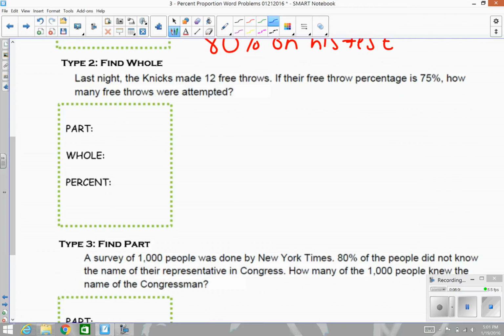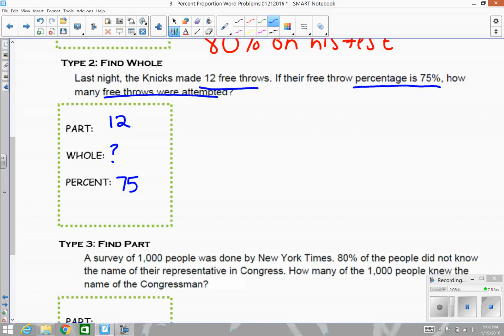Okay, question 2 says, last night the Knicks made 12 free throws. If their free throw percentage is 75%, how many free throws were attempted? Okay, so the attempted is the whole, and they didn't give us that. They gave us the part. They made some of their total attempts, and that 12 represents them making 75%.